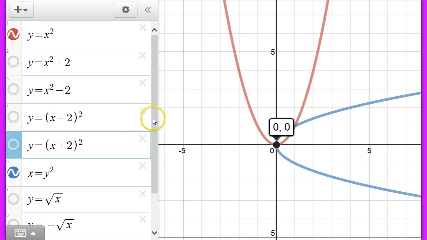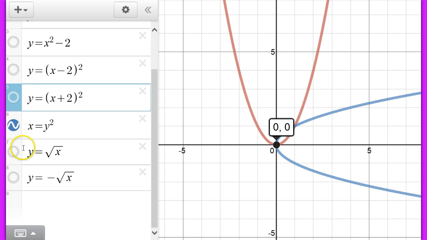Let me scroll down here. If I highlight this next line, line 7, this equation is y equals root x, and you're going to get the top half of that particular parabola. So you see how now it's in green here. I'm looking at the top half of that parabola. If I highlight the last one, line 8, I end up with negative square root of x, which is going to highlight the bottom half of that parabola.